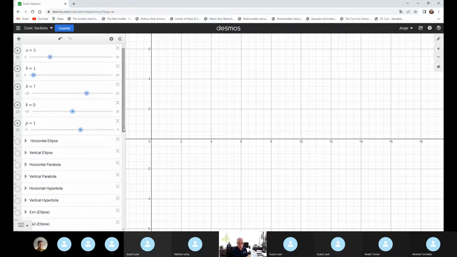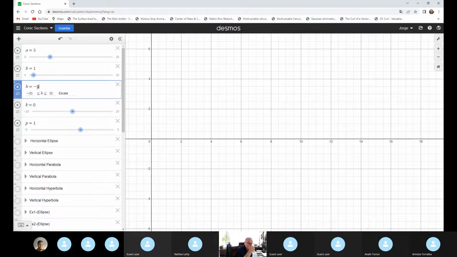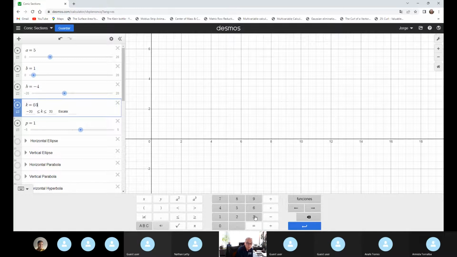So we are working with the parabola. p is equal to 1, a coincidence. But h and k, no. h is negative 4. I type it in using my keyboard or the Desmos keyboard, it doesn't matter. k is 3. You can use this keyboard if you want. 3. Oh no, not 03, it's 3. And p is 1.